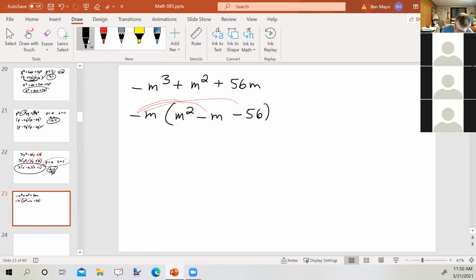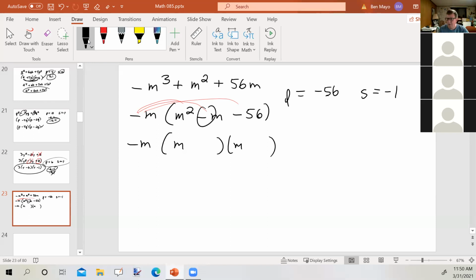Okay. So then I'm going to take the trinomial and split it up. My product is negative 56, and my sum is negative 1. Recall that for negative m, the coefficient would be negative 1. There's an implied 1 there. Okay. So now my product is negative, which means I need a positive and a negative factor. But when I add those together, I get negative 1.